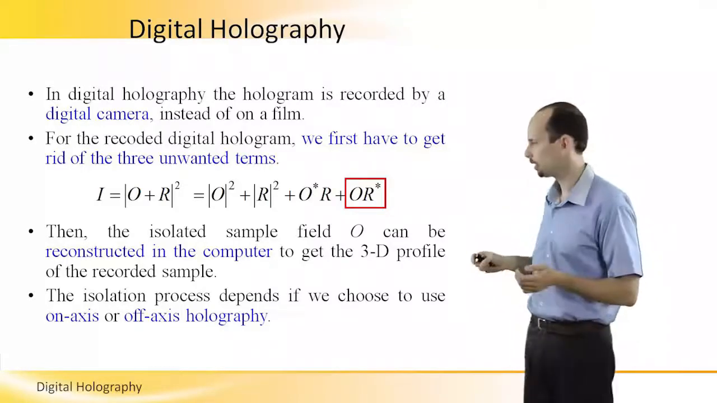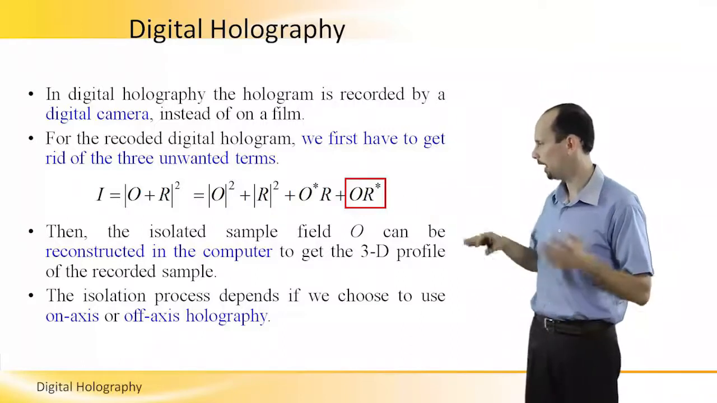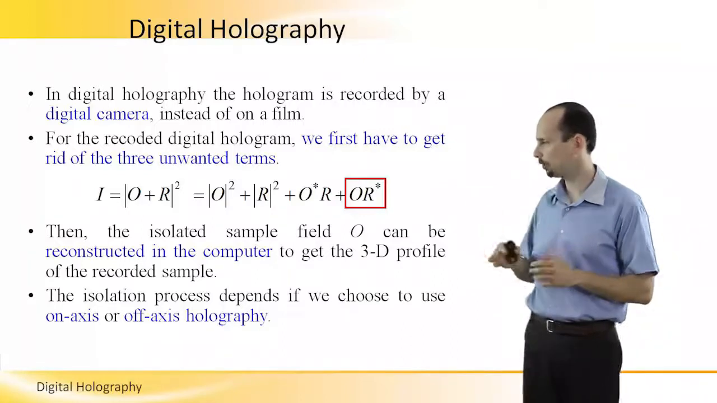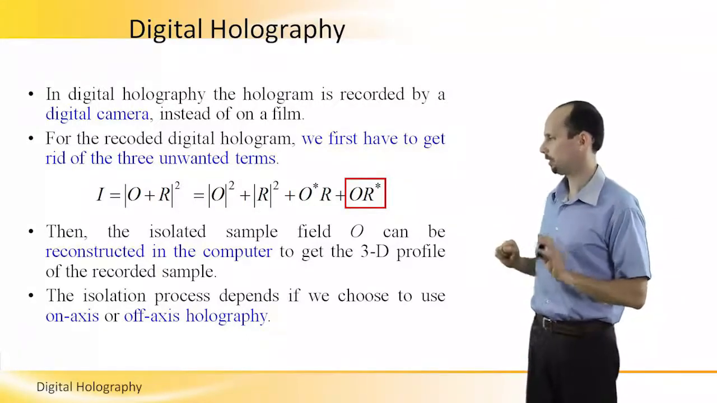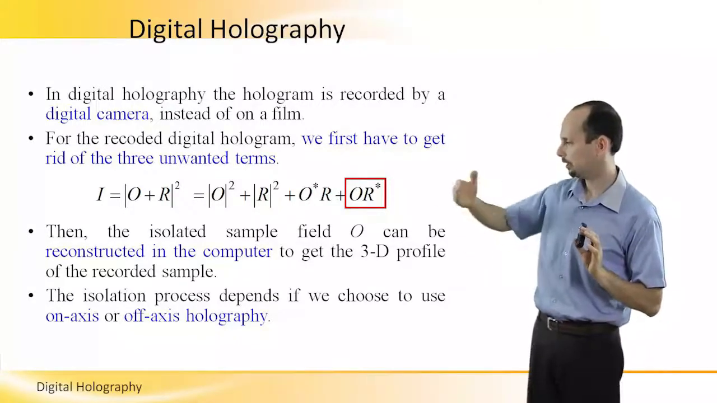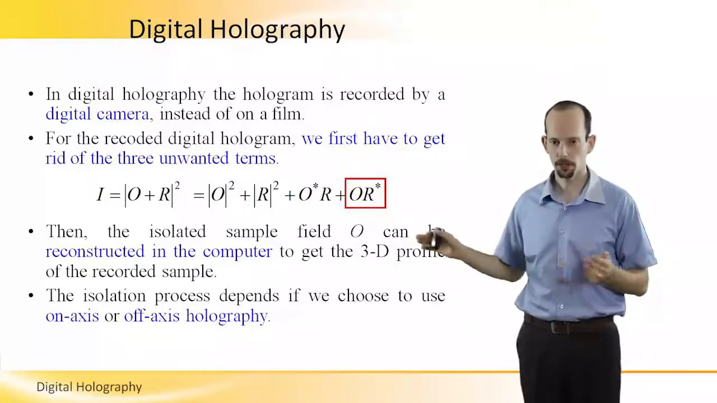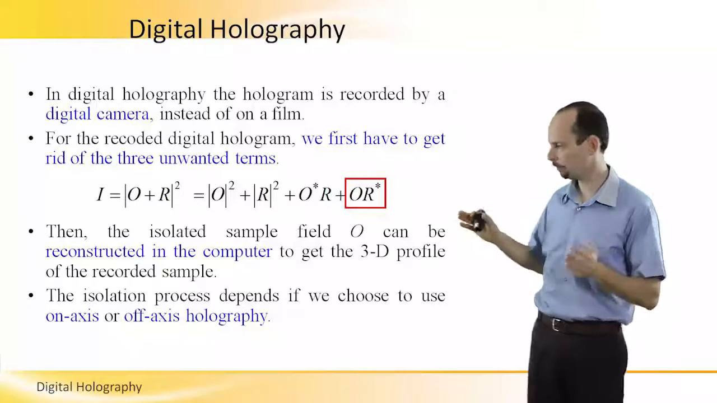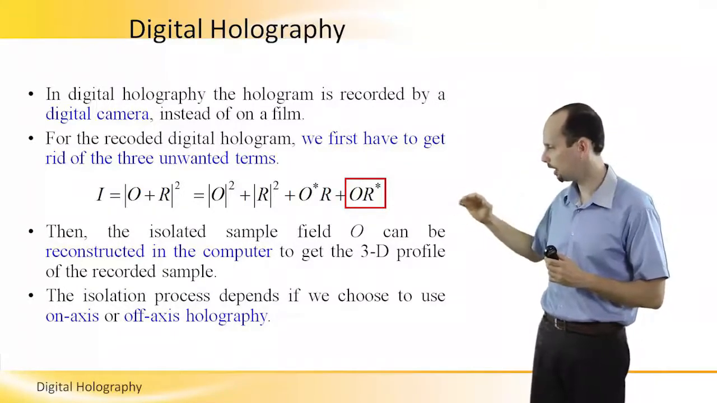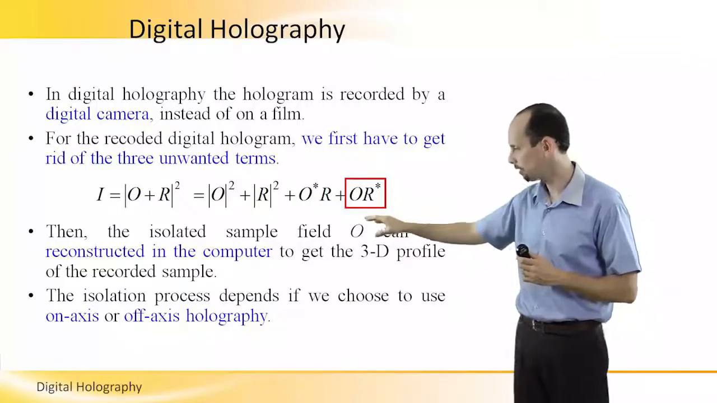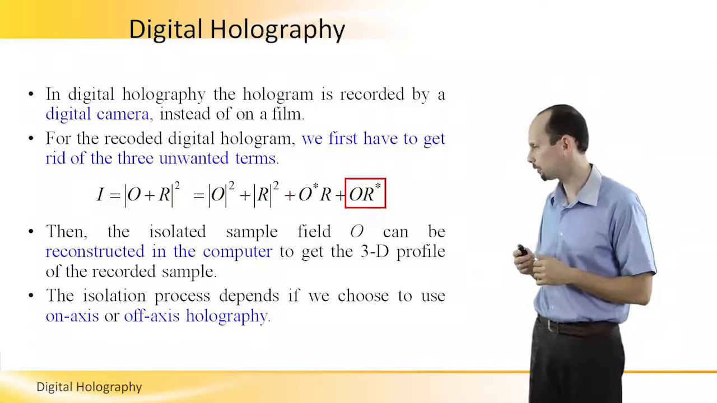As soon as I'm isolating this element, I can reconstruct the hologram in 3 dimensions, more or less, and then get the slices, till the autofocus effect that I'm going to talk about next. But first, let's see how I can isolate this 4th element, O multiplied by R conjugate.